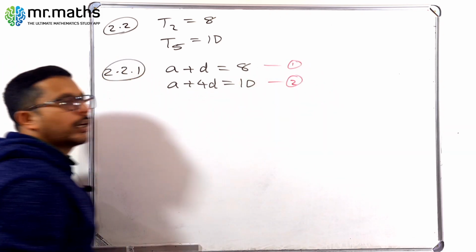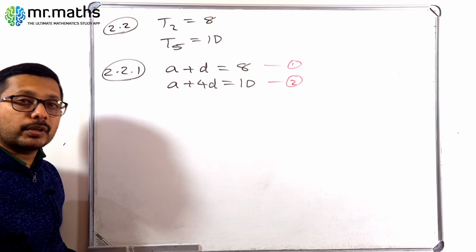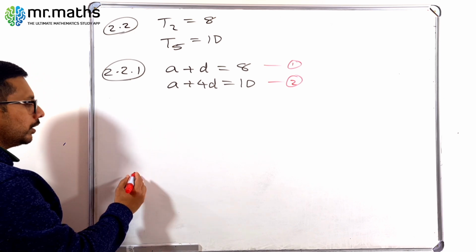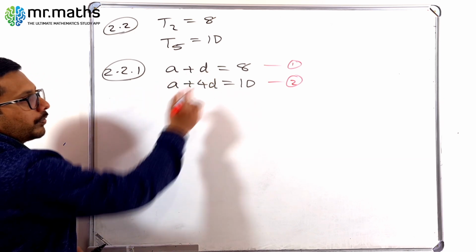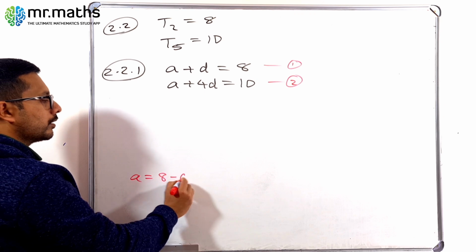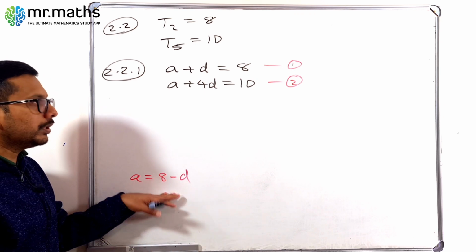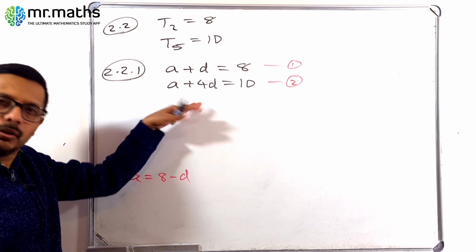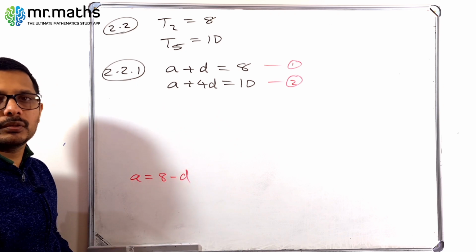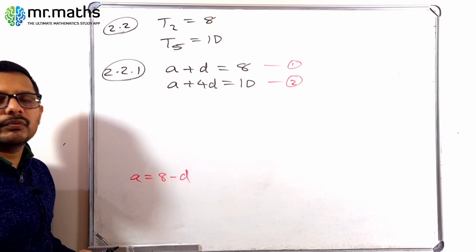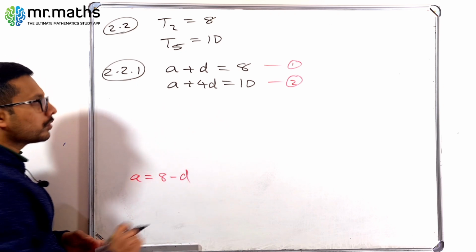This is equation number 1 and 2. Different methods you can apply. Maybe some of you are thinking, A is equal to, from the first equation, 8 minus D, then substitute this in the second equation. We can do it like that, no problem, you will get the full mark. But we are checking which one is an easy method. So look at this one.